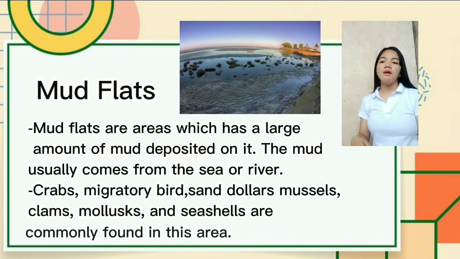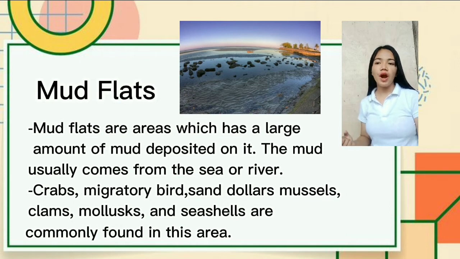Mudflats. Mudflats are areas which has a large amount of mud deposited in it. The mud usually comes from the sea or river. Crabs, migratory birds, sand dollars, nassels, clams, mollusks, and seashells are commonly found in this area.